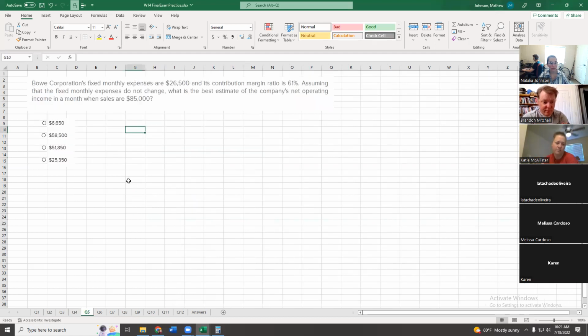Okay. Let's see, both corporations' fixed monthly expenses are 26,500 and its contribution margin ratio is 61%. Assuming that the fixed monthly expenses do not change, what is the best estimate of the company's net operating income in a month when sales are 85,000? It's a little bit similar to the last question. So how do you guys solve this?